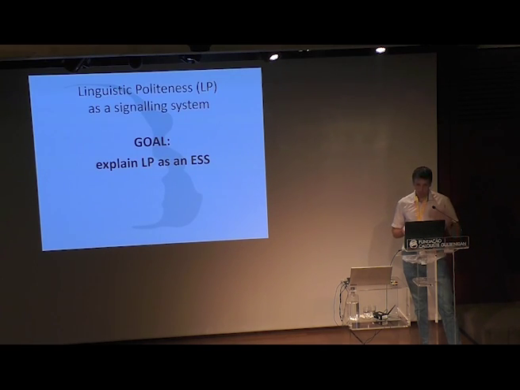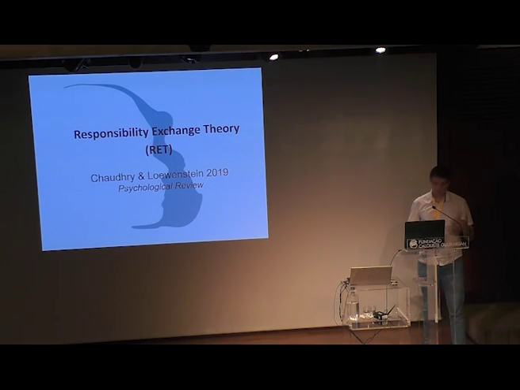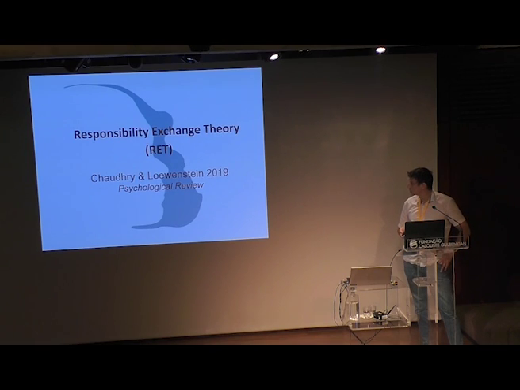And we have aimed at that for a long time, and we had those ideas for a long time, but we didn't have a very clear idea of how to do this. And then this is what happened. A paper was published earlier this year in Psychological Review, which is quite well published, by Chaudhry and Loewenstein from Carnegie Mellon and UPenn, called Responsibility Exchange Theory.